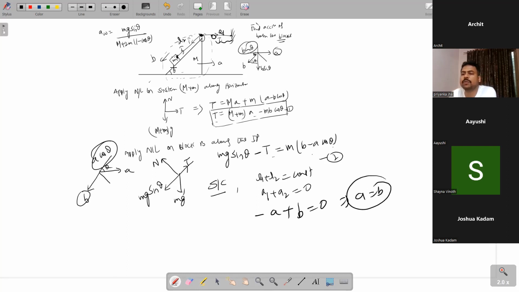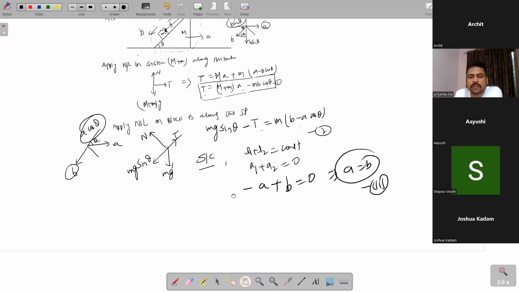Because B is the acceleration of the block with respect to the wedge, means relative to the wedge. Wedge is at rest, now B is moving. So only B is responsible to increase the length. So A equal to B. So we have the third equation over here. Now we have 3 variables, 3 equations, we can easily find.